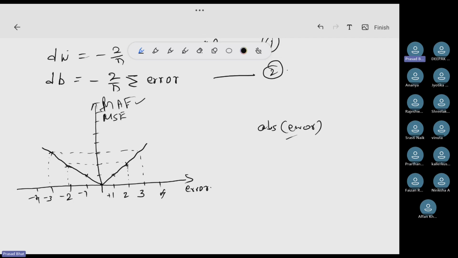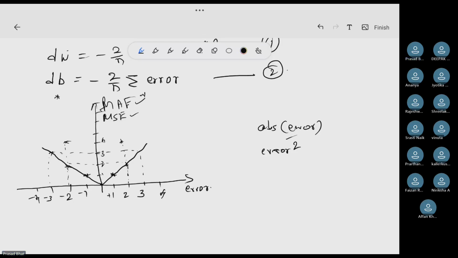Okay. Let's also do the plotting of MSE. What is this? It is actually error square, right? So +1, -1, it is going to be the same. And +2 becomes what? 1, 2, 3, 4. For +2, it comes to this point, right? And for +3, it goes somewhere around this point, and for -3 also.